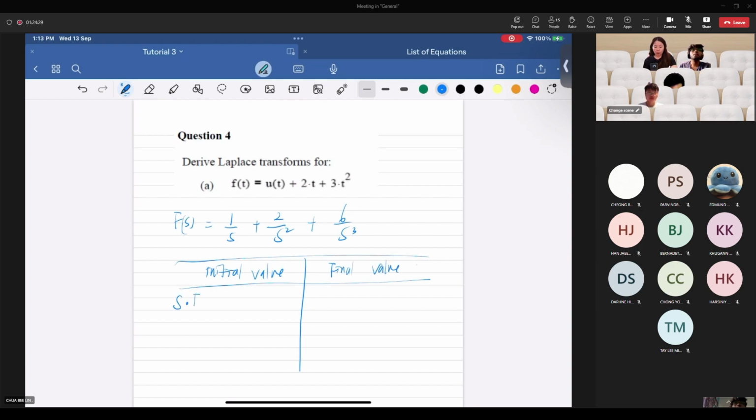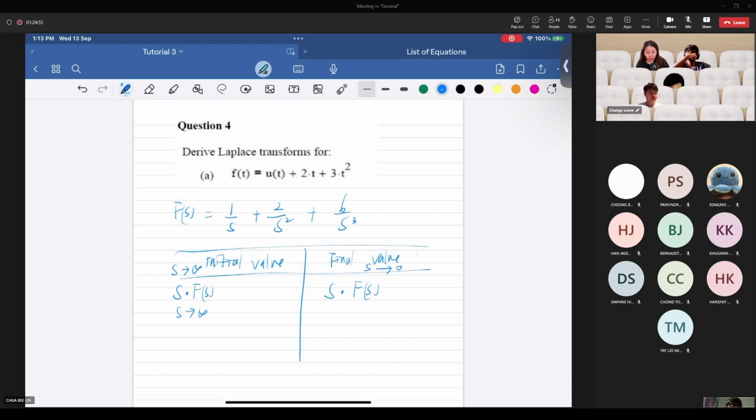So s times F(s). This side also s multiplied with the F(s). Initial value is when s goes to infinity, and final value is when s goes to 0. It's like the reverse of time. So when we say final value, time should go to infinity, so the s should be the opposite, going to 0. When s is 0, t is infinity. When t goes to infinity, this is a steady state value, the final value, the ultimate value.